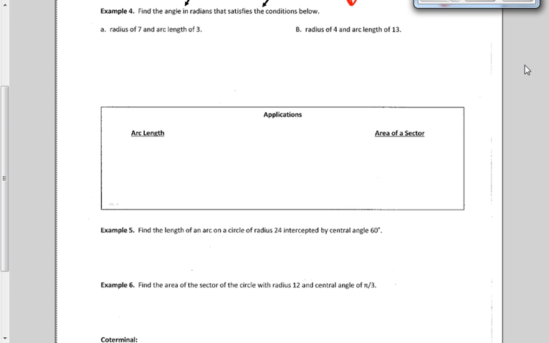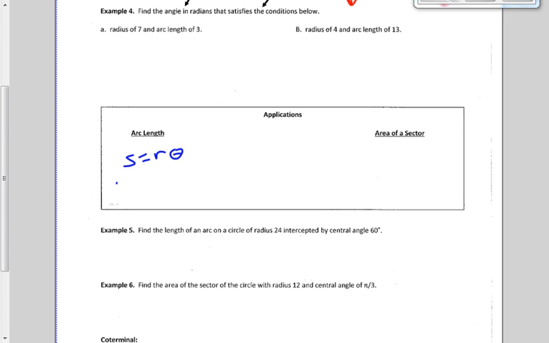For some reason my thing's not sliding, but we finally got it here. Find the angle in radians that satisfies the conditions below. A radius of 7 and an arc length of 3. Well, in order to do that, we need a formula for arc length. And the formula for arc length is S equals R theta, the symbol with a 0 with a line through it.